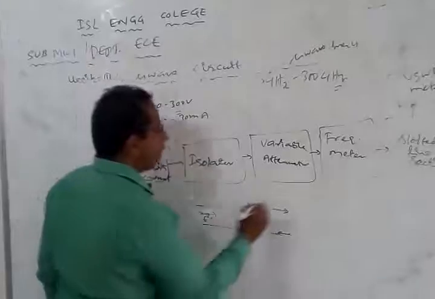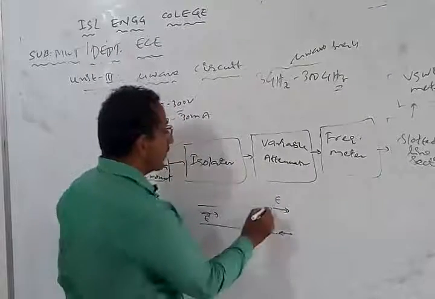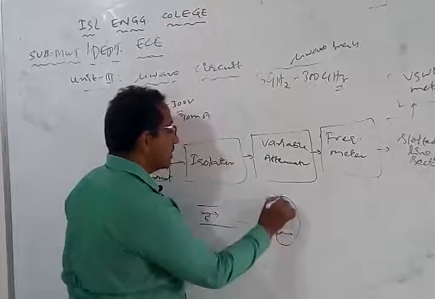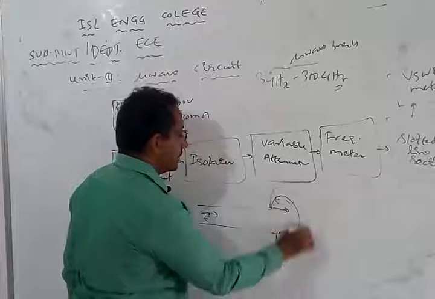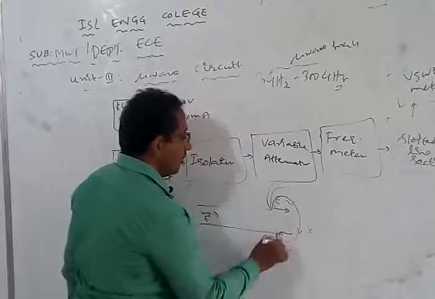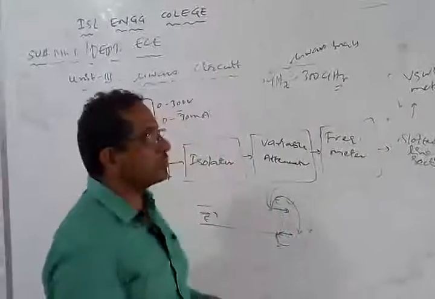Now the electric field is transmitting in this direction. Due to this electric field, what will happen? Magnetic field lines are going to get induced here, like this. Due to the property of what? Ampere's law.